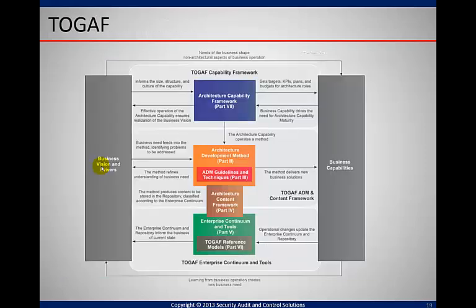We have TOGAF, which has a capability framework and also has the whole process where it is a cycle, where it learns from business operation and creates new business needs. We have the business vision and drivers and business capabilities. So the vision and drivers will go into the architecture capability framework and the architecture development method. So we'll go through that, get our guidelines for the development management method, and then we define our context framework. And finally, we can actually look at our enterprise continuum and tools.